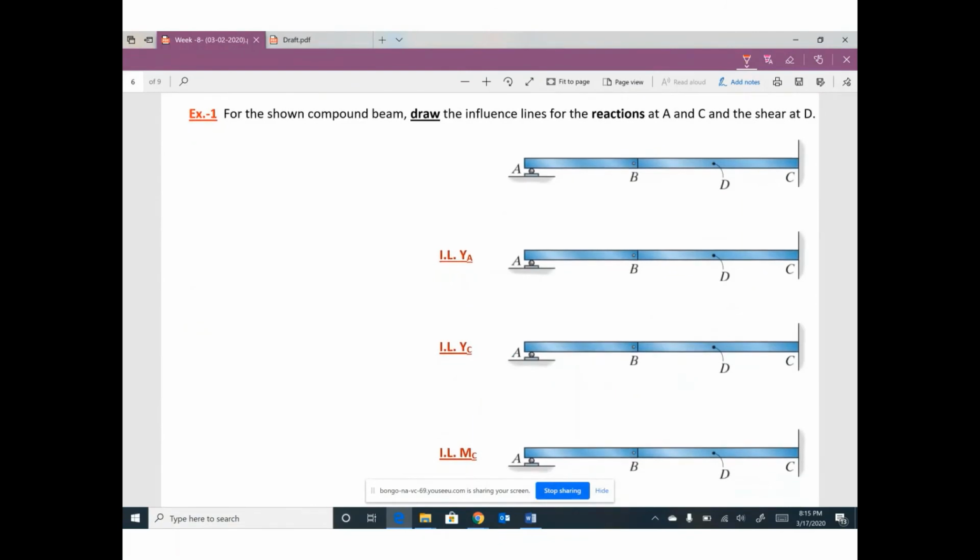One more example. We are looking to draw confluence line for reactions at A and C. And what is the confluence line for shear at D? Okay, let's start with confluence line for reaction.